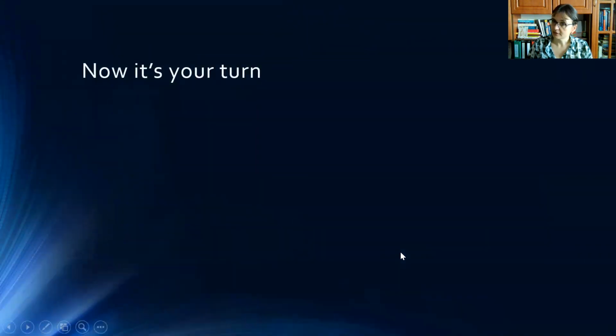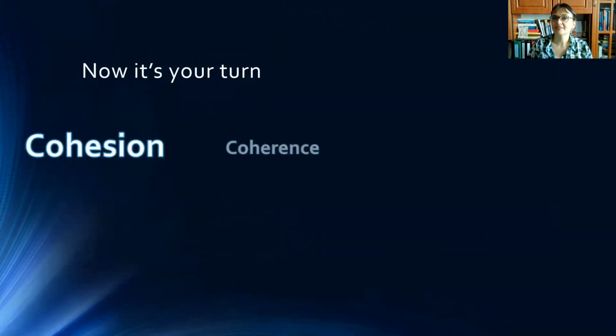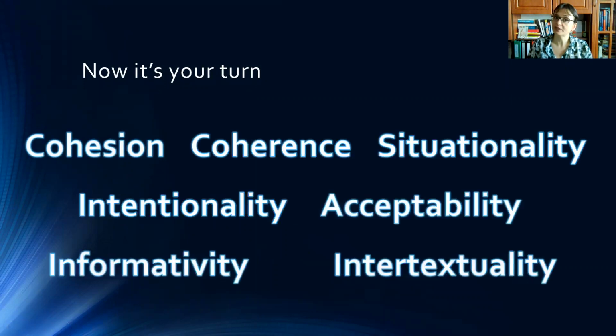Now it's your turn to identify how cohesion, coherence, situationality, intentionality, acceptability, informativity, and intertextuality are realized in a text.